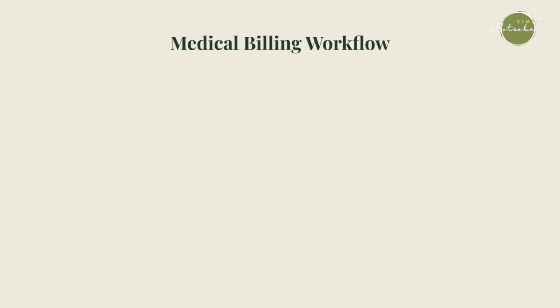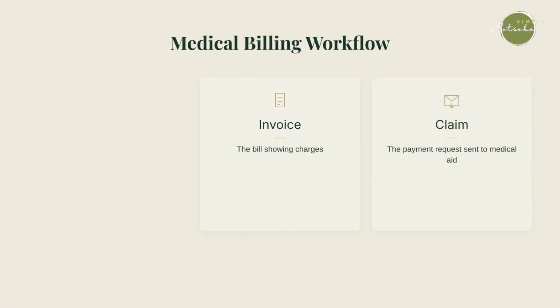Beginners often confuse a service, an invoice, and a claim. Let us make the difference very clear. A service is what the doctor did. For example, the doctor examined the patient, performed a procedure, or completed a follow-up consultation. An invoice is the bill created for that service. An invoice shows the service, the amount charged, and the patient or medical aid responsible for payment. A claim is the payment request sent to the medical aid. So remember, the doctor provides the service, the practice creates an invoice, the medical biller submits the claim.